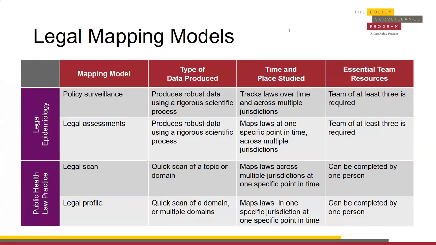These are the type of things that you'll see a lot of times produced by a lot of organizations who aren't using our policy surveillance methods, maybe in a legal scan in a chart kind of format, or maybe a quick map showing whether a law exists in one place or another, as opposed to the product that we get to, which you'll see as we move forward.